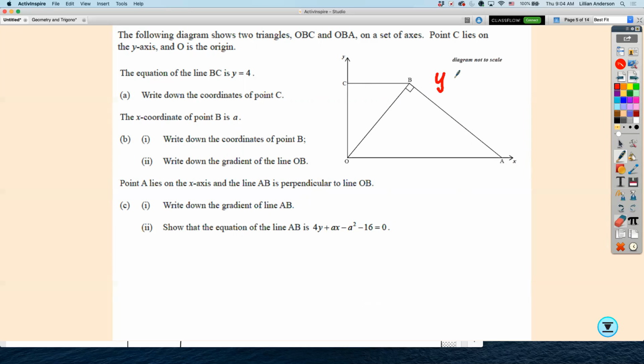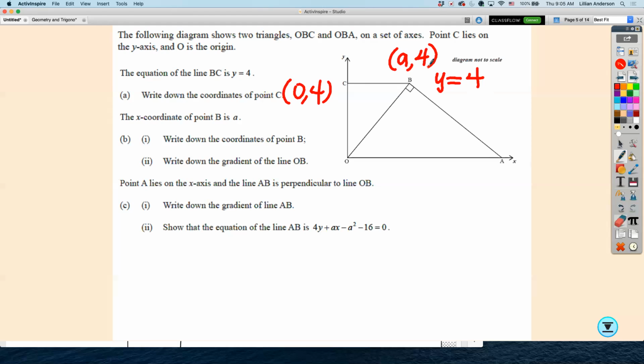Remember, y equals a number is how you write the equation of a horizontal line, like a horizontal asymptote, right? So if that's the case, then what's the coordinates of C? 0, 4. Exactly, because it's the y-intercept. And if the equation is y equals 4, it's hitting the y-axis at 4. Then it tells you that the x-coordinate of B is A. What's the y-coordinate? 4. Very good. You know it's 4 because it's on the line y equals 4. You just don't know what the value of x is.